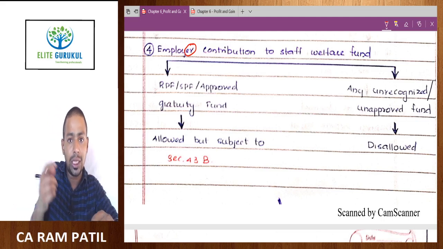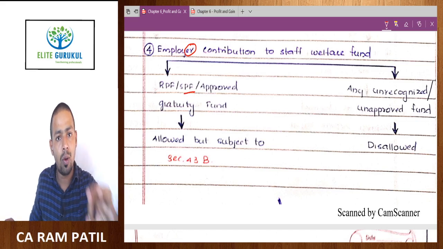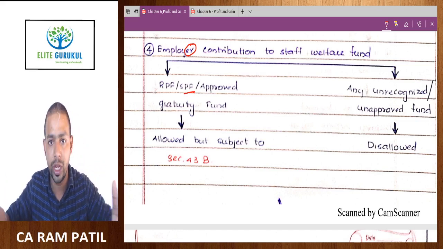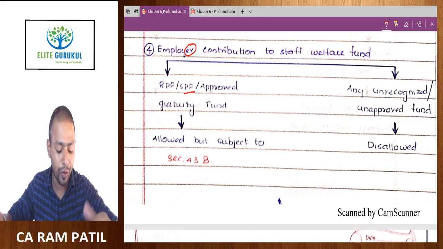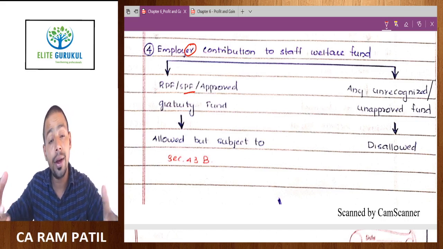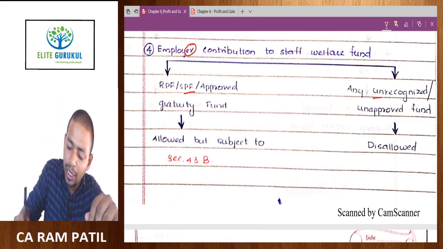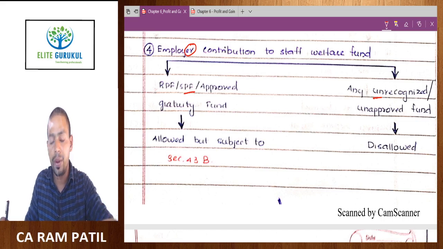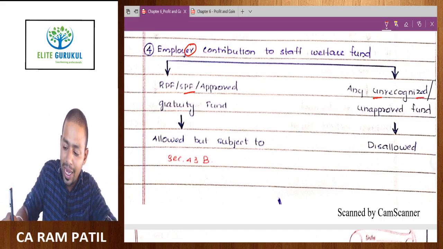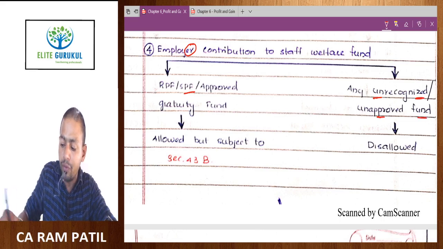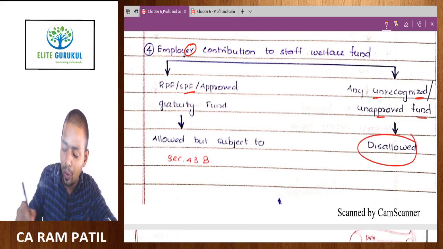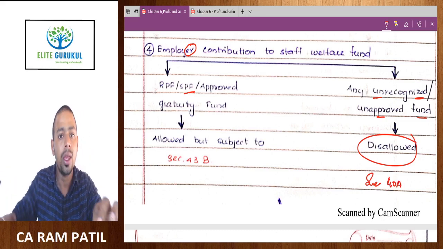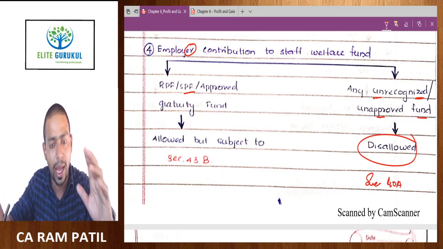When we have discussed provident fund concept in salary, there we have discussed there are three types of provident fund that employer can open for his employees. One is the recognized provident fund, statutory provident fund and unrecognized provident fund. Here you can clearly see any contribution made by employer on behalf of employee to any unrecognized or unapproved fund, it will be disallowed, and this is written under section 40A as well. Okay. So it is disallowed under section 40A.